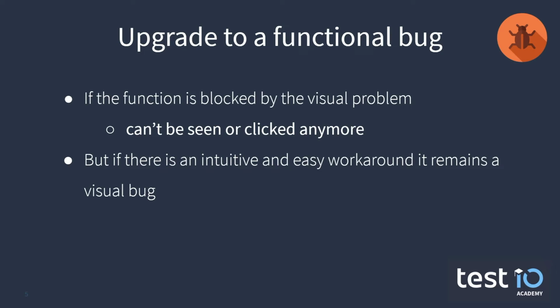For example, in the search bar there are two glasses shown, only one of them is functional. So only one of them starts the search. It should still be a visual problem, as the second one still starts the search, and there's an easy and intuitive workaround.